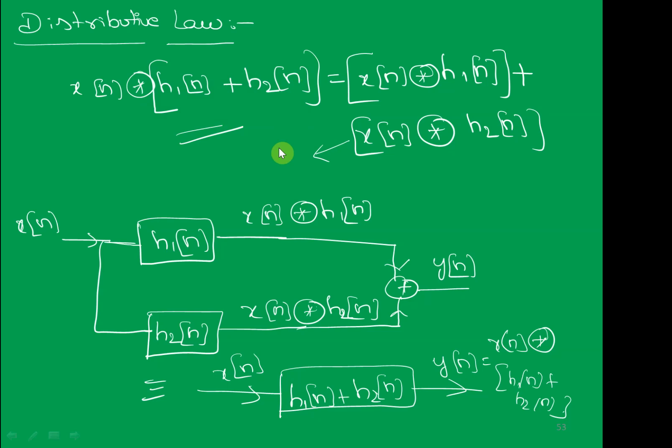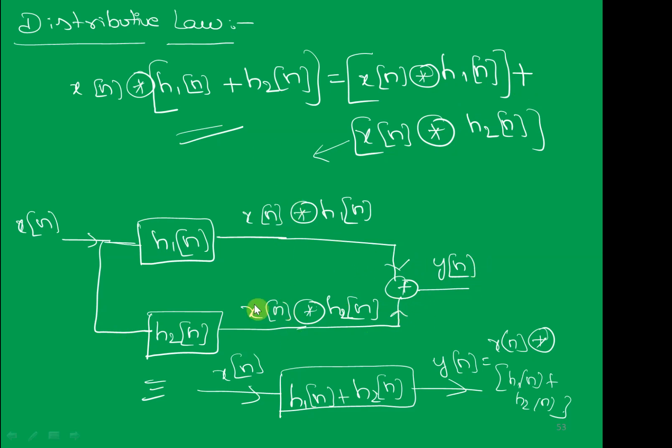So if I implement this in block diagram representation, to get x of n convolved with h1 of n, take the system whose response is h1 of n and apply x of n, and you get the output x of n convolved with h1 of n. Then take another system, and the input is the same, x of n. The output is x of n convolved with h2 of n. To add these two, use the adder, and you get the output, which is nothing but the summation of these two.